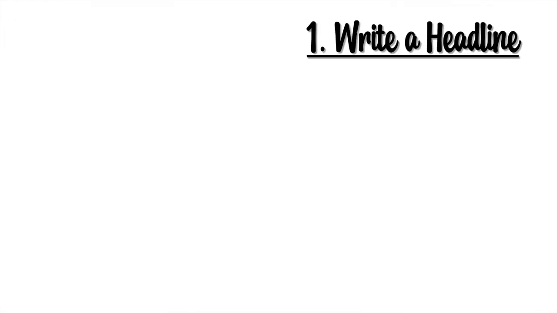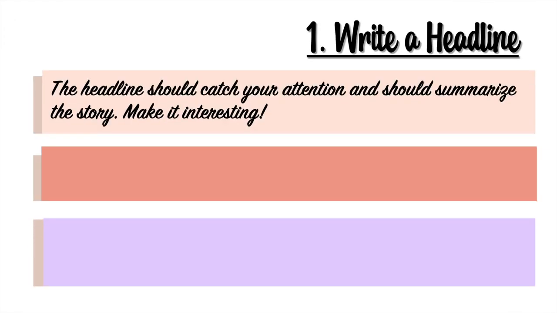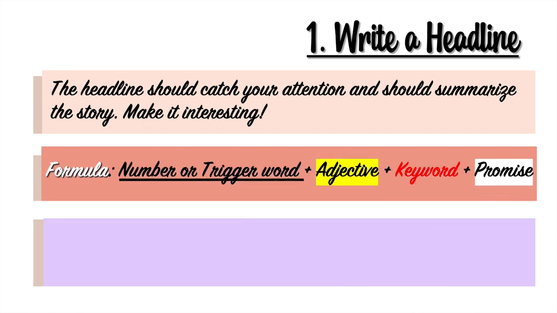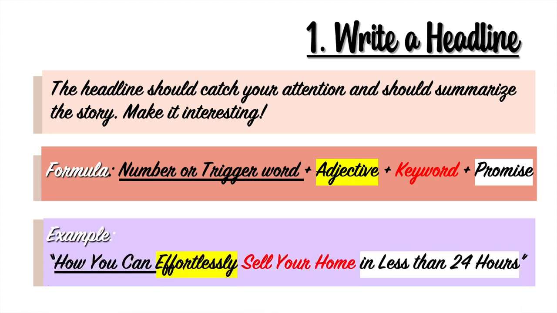So about writing a headline. The headline should catch your attention and should summarize the story. Make it interesting. There is a formula we can use. Number or trigger word, plus adjective, plus keyword, plus promise. And this is your example. How you can effortlessly sell your home in less than 24 hours.